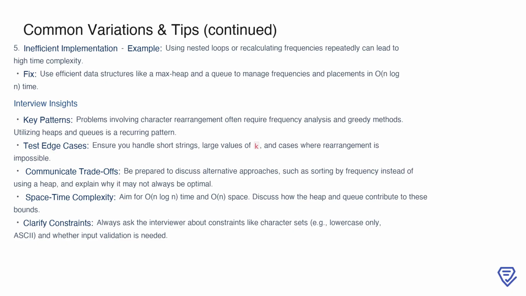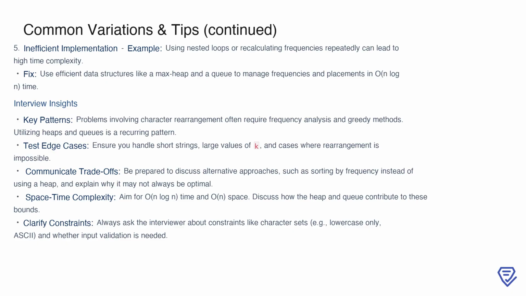Additionally, there are several key insights to keep in mind for interviews. Problems involving character rearrangement often depend on frequency analysis combined with greedy methods, and heaps and queues are recurring tools for solving them. Be sure to test edge cases thoroughly, such as very short strings, large values of k, and scenarios where rearrangement is impossible.